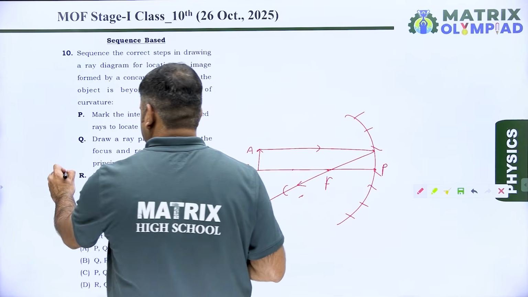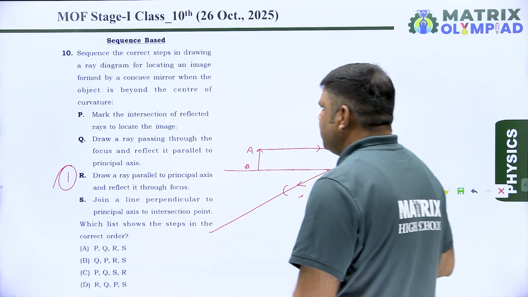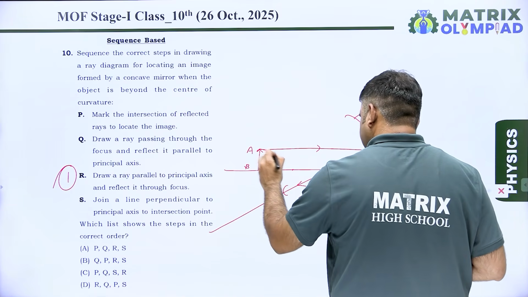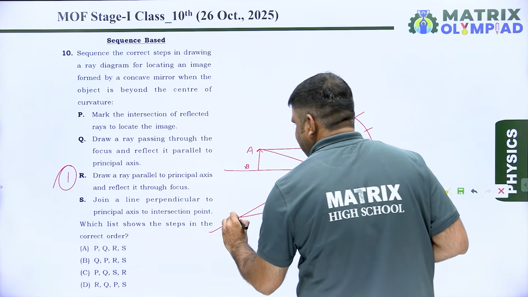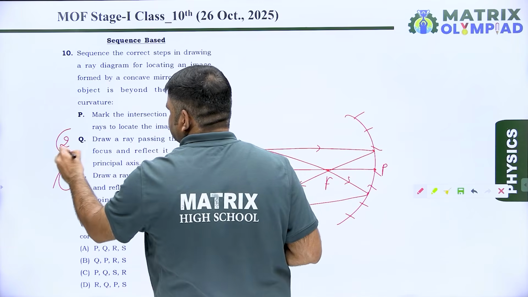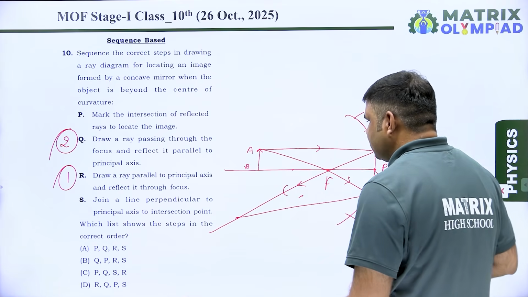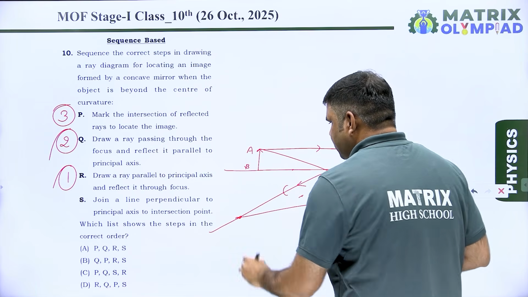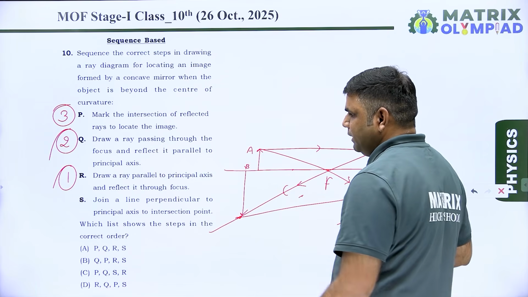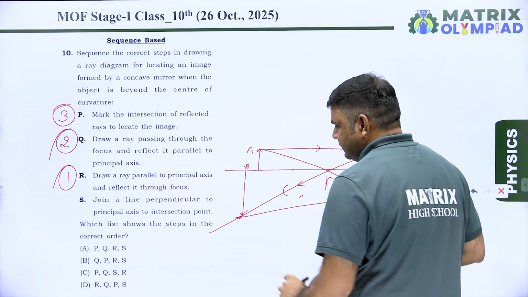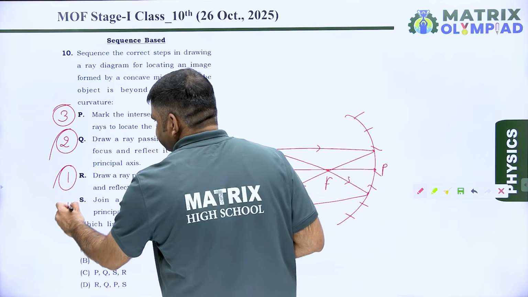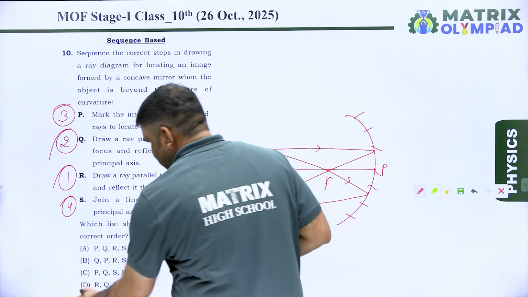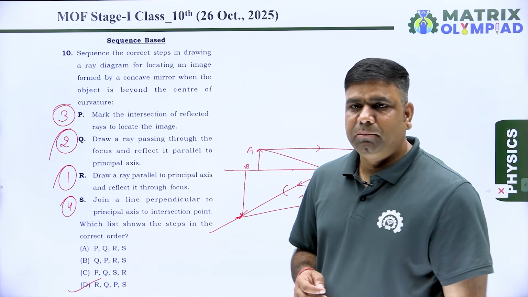So R will be the first. Second, draw a ray passing through the focus and reflected parallel to the principal axis. This is the second in the sequence. After that we mark the intersection point. This is the third. And finally we draw a line perpendicular to the principal axis from the intersection point. So this will be the image. The correct sequence will be R first, Q second, P third, and S fourth. So D will be the correct answer for question number 10.